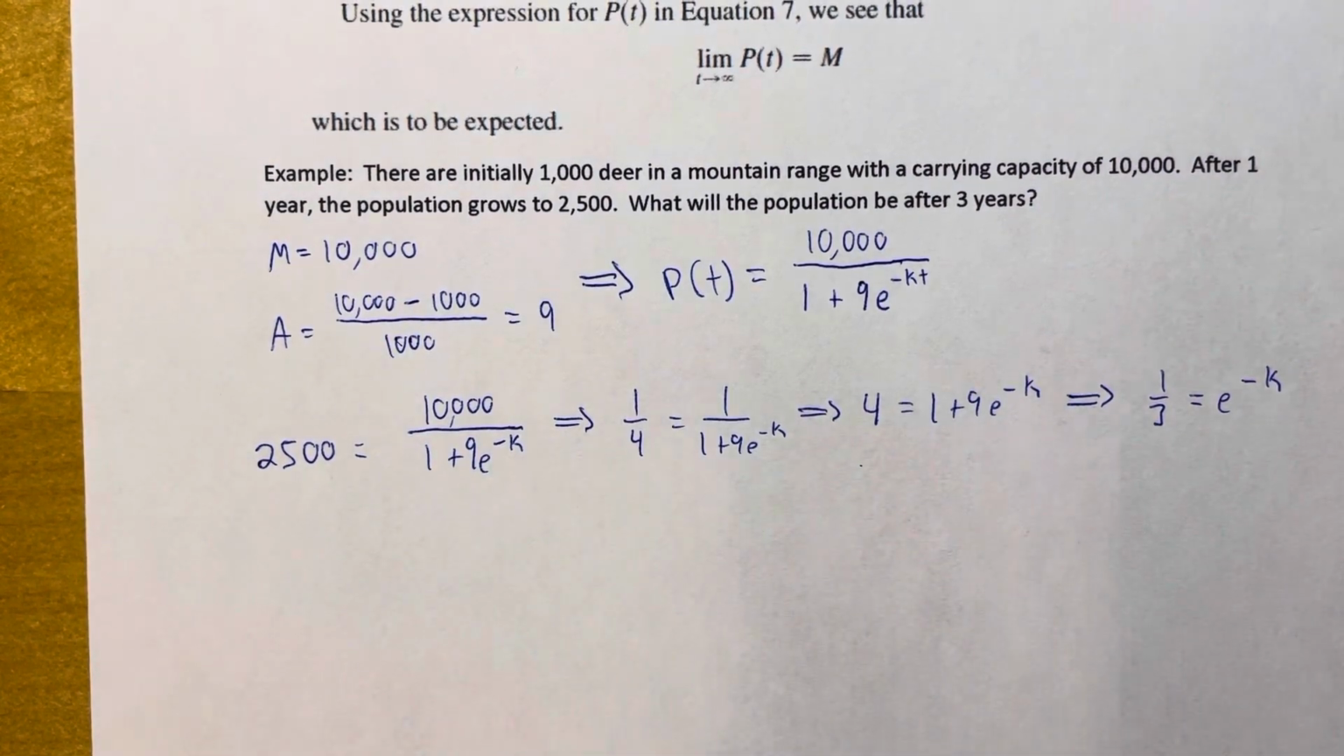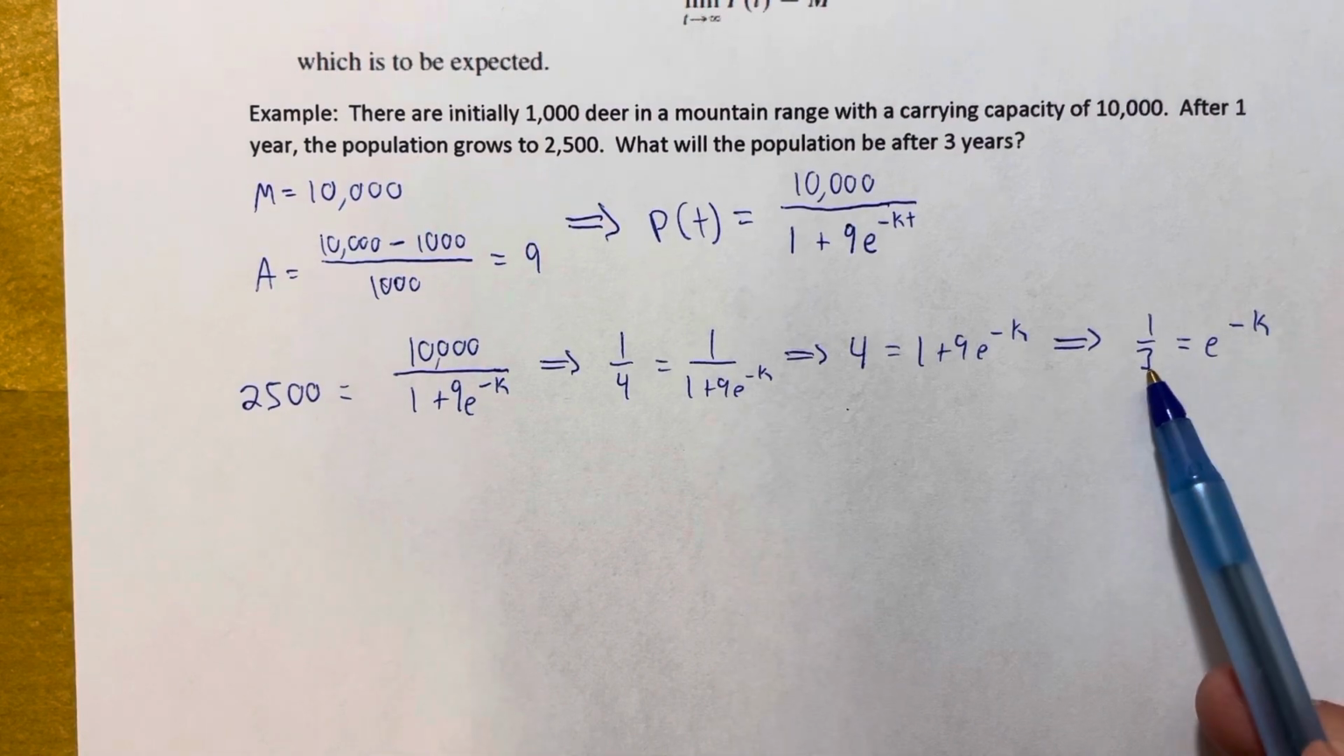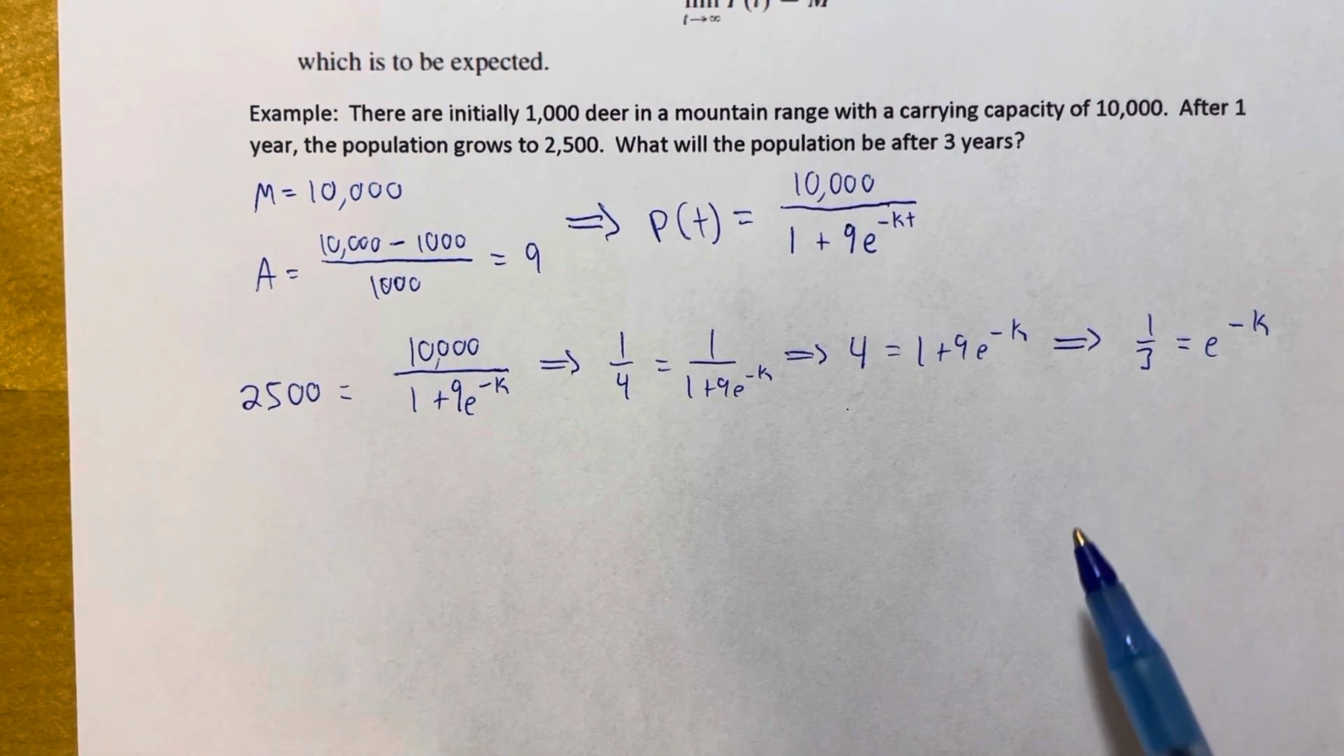And that's equal to e to the negative k. Now, you could go further and solve for k by taking a natural logarithm and doing the rest of the steps from there. There's really only one more step after that. I'm going to leave it in this form, though. And here's the reason why.